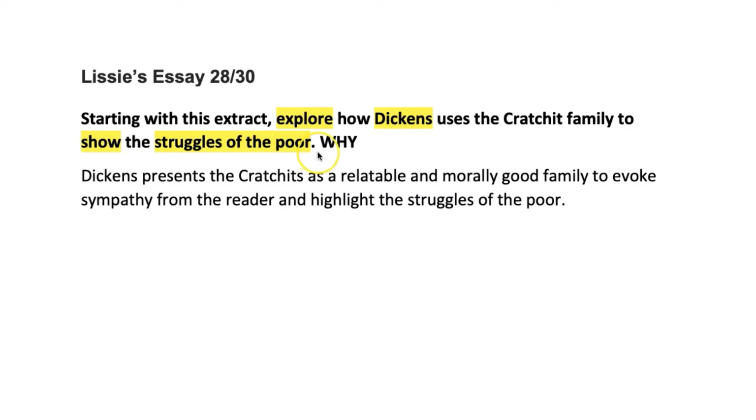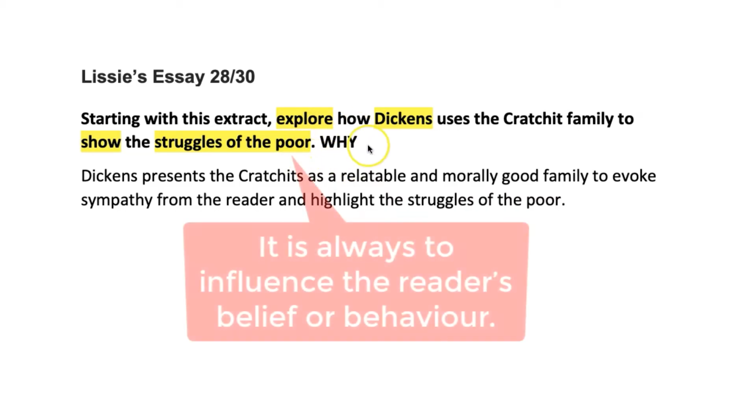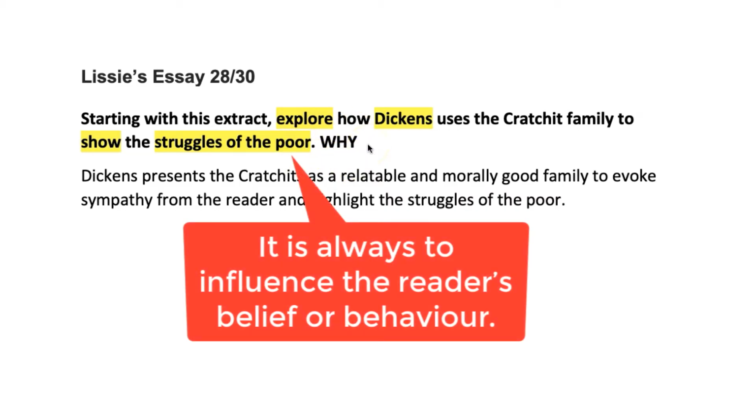There is an unspoken part of the question. It's this word why. I've added it here. It's not in the actual question. This is a hidden question that is hidden in every single question. And so what you have to say to yourself is this: all right, that's what the author does. They show the struggles of the poor. But why do they do that? And that explanation of the why is where you get the really top grades.